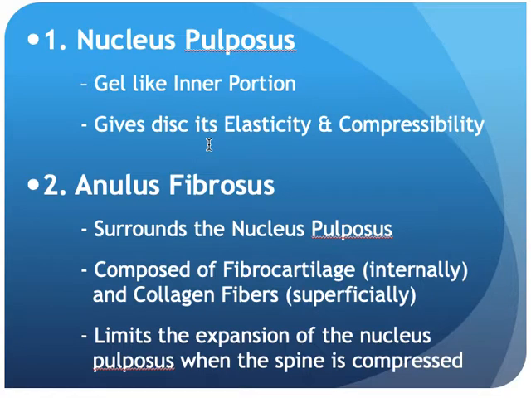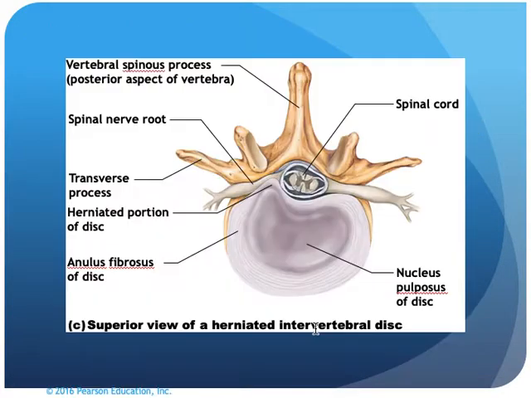It's going to give your disc this elasticity, this compressibility, and then we're going to have a stronger part on the outside. That's going to be the annulus fibrosus. So it's going to surround the nucleus pulposus. It's going to be composed of fibrocartilage. It's going to have collagen fibers in there to make it really strong. And its main job is just to limit the expansion of the nucleus pulposus and kind of keep it in place as we're moving around and sort of compressing our spine.